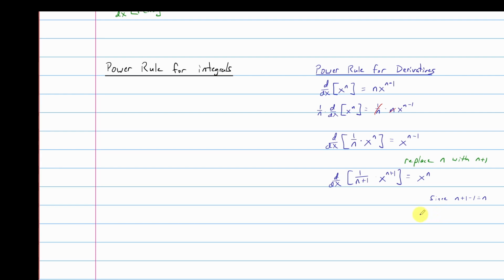So looking at this, if I take the derivative of 1 over n plus 1 x to the n plus 1, I get x to the n. So going backwards, if I want to antidifferentiate x to the n, I'll get 1 over n plus 1 times x to the n plus 1. So that gives me a rule for integrals. So I can write that the integral x to the n dx is equal to x to the n plus 1 divided by n plus 1. When we write our rules for integrals, though, we want to always include the plus c.